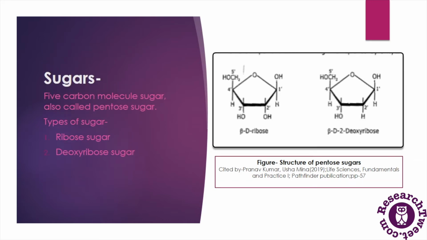Now the next component is pentose sugar. In this picture, we can see the chemical structure of a sugar having a 5-carbon chain, thus it is called pentose sugar. There are two types of sugars found in nucleic acids. As the name indicates, DNA consists of deoxyribose sugar and RNA is composed of ribose sugar. In deoxyribose sugar, the hydroxyl group at the second carbon position is replaced by hydrogen, which makes it more stable than RNA.